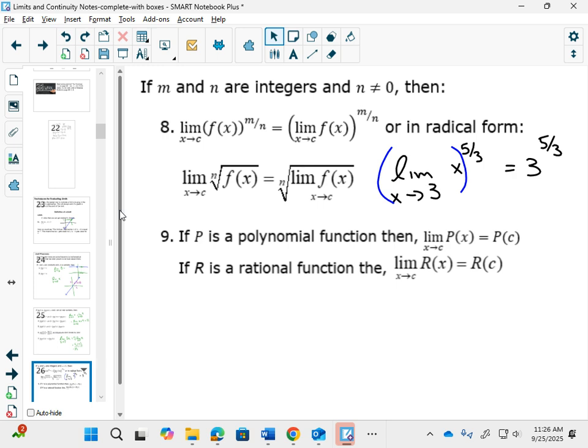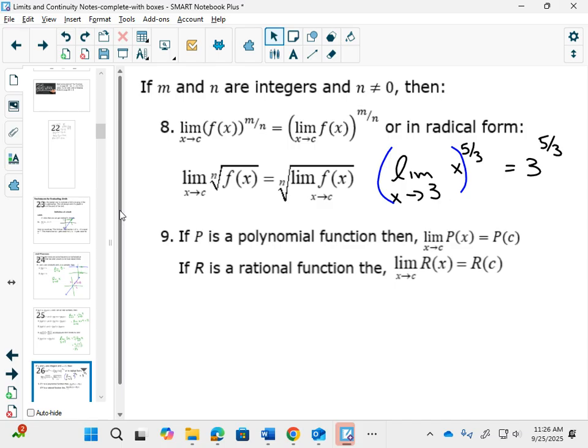If p is a polynomial function, this one's really powerful. It means you can just plug in the value. And the reason for that is, just like the straight line y equals x, you can draw it all in one go without lifting your pen. Any polynomial, x cubed, x to the 4th, they're continuous and you can draw them all the way along. So for every single limit on a polynomial, you can just plug in the value to figure it out.